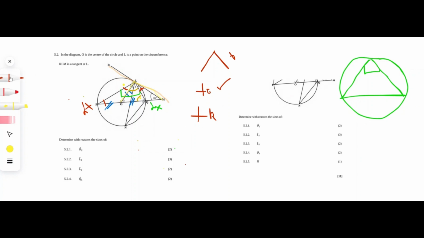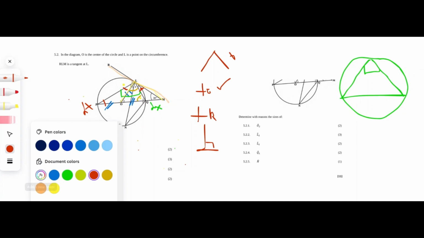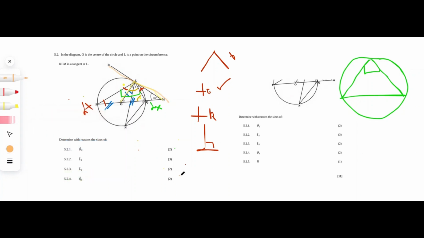Okay, so the angle between our tangent and the radius will be equal to 90 degrees because of tangent perpendicular to radius. Okay, what does perpendicular mean? It means that the angle between two lines is 90 degrees. Okay, so now let's identify the angle.